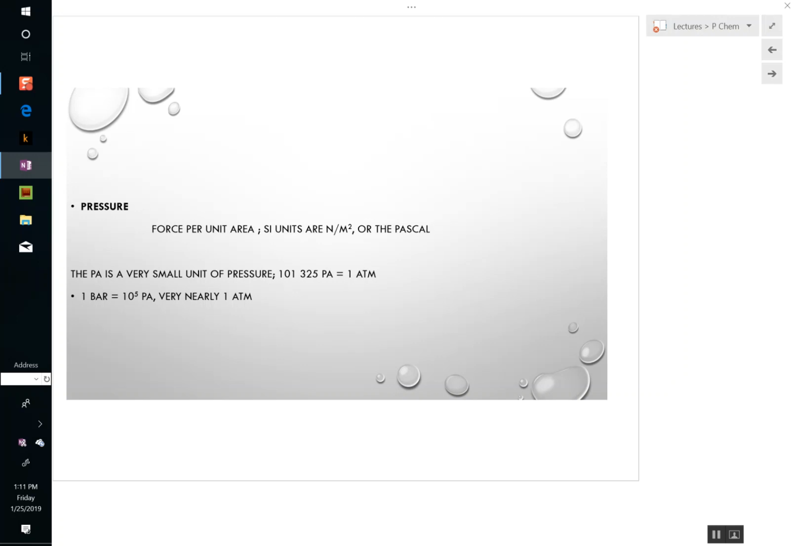So the Pascal is newtons per meter squared. This is a force and meters, so that should be a lowercase m. Newtons per meter squared is another way of looking at the Pascal.